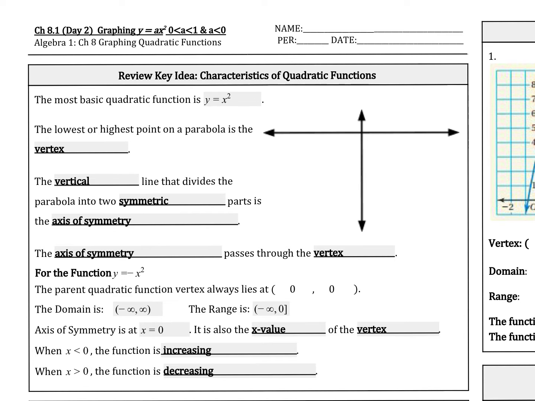Chapter 8.1 Day 2: Graphing y equals ax squared, where a is less than 1 and a is less than 0. So we are going to discuss the cases when a is less than 0, meaning the number in the front is negative, and also the cases where a should be less than 1.